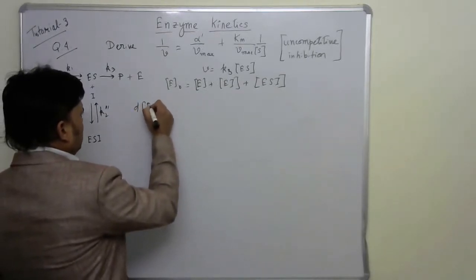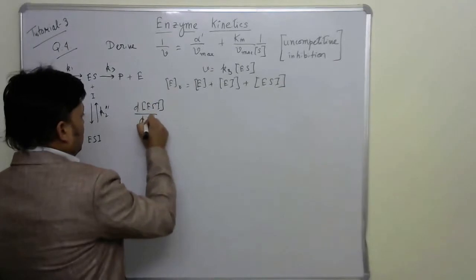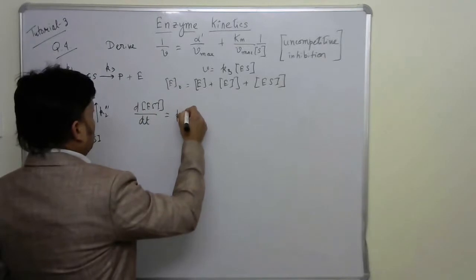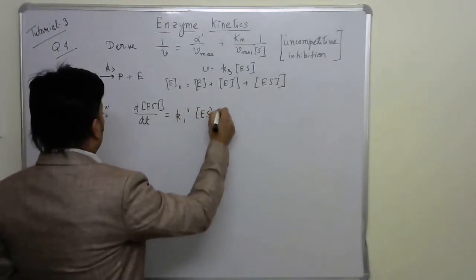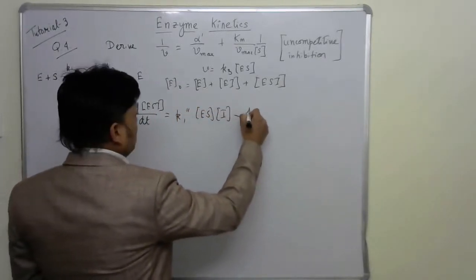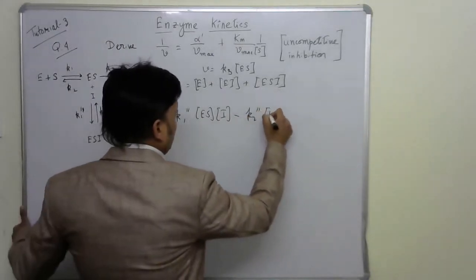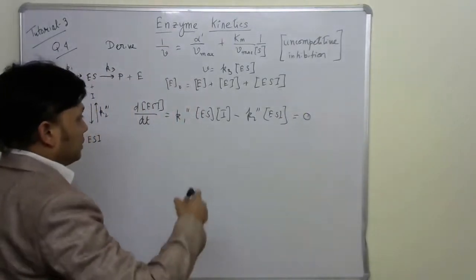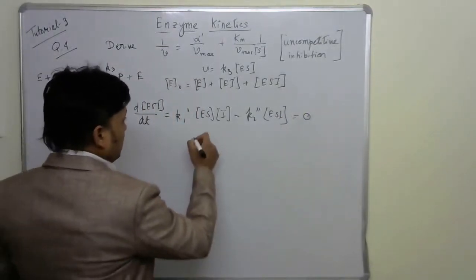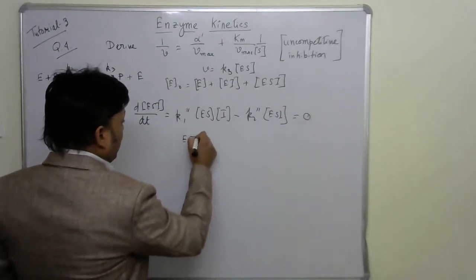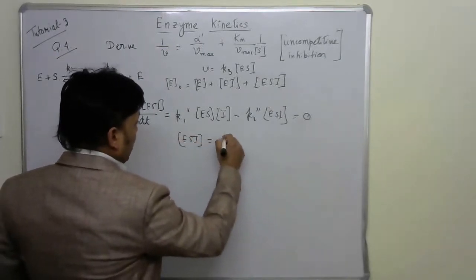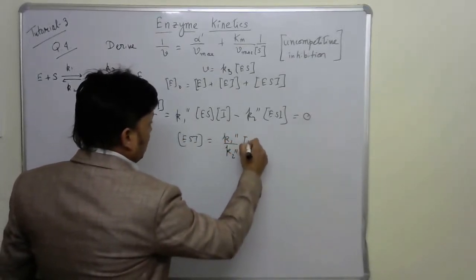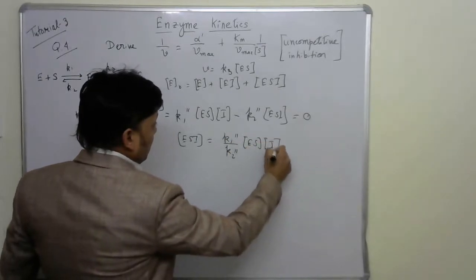So we can write d[ESI]/dt is equal to, from here, K1 double prime [ES] multiplied by [I] minus K2 double prime [ESI]. Okay, and according to steady state approximation we can put this equal to 0. So then this gives us the value for ESI also. The concentration of ESI then becomes K1 double prime divided by K2 double prime multiplied by [ES] multiplied by [I].